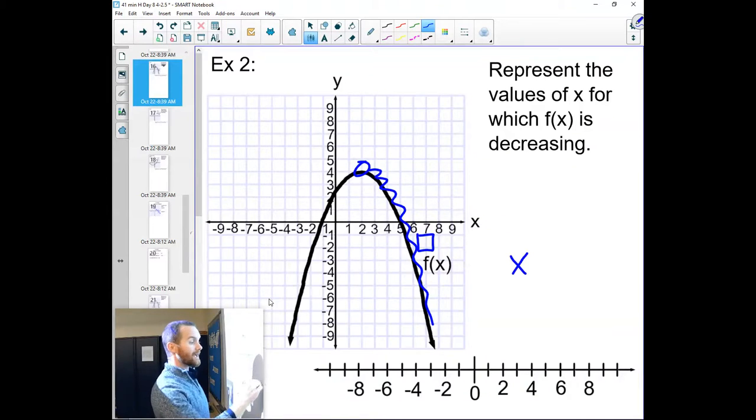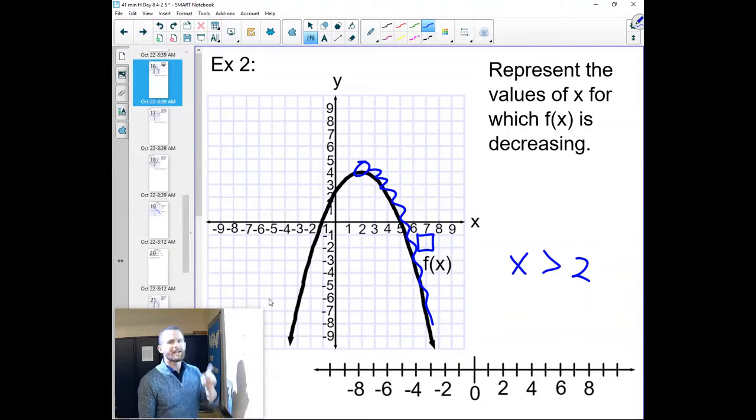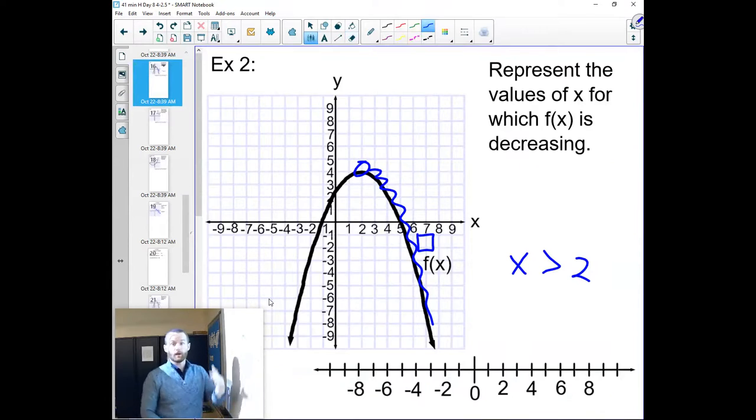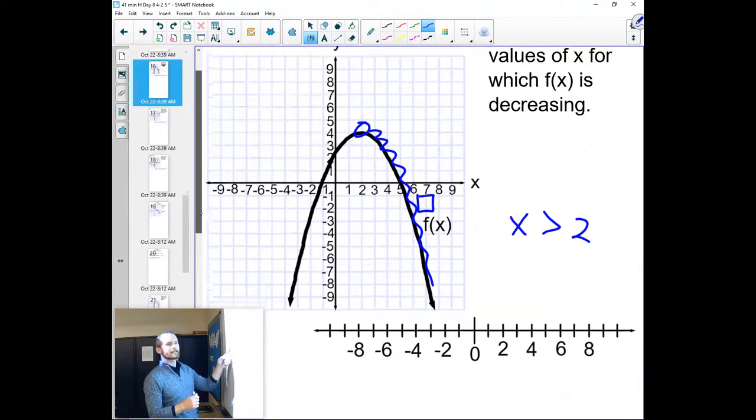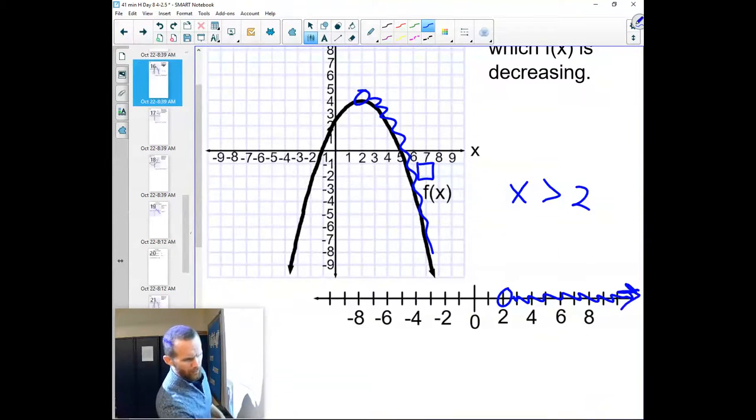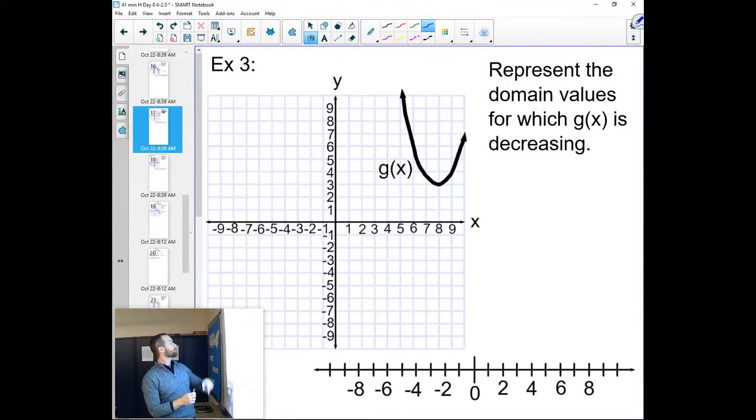So we're decreasing anytime x is greater than 2. Now it's not greater than or equal to, because remember, at that vertex, at x equals 2, we're staying constant. Just for a quick second, we're neither increasing nor decreasing. And let's do this on the number line as well. So we put an open dot on 2 to show that 2 is not included, and then we shade to the right because x is greater than. That was supposed to be an arrow, but whatever. All right, let's keep on going.